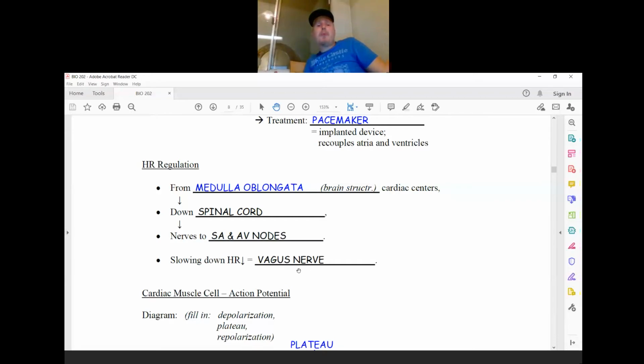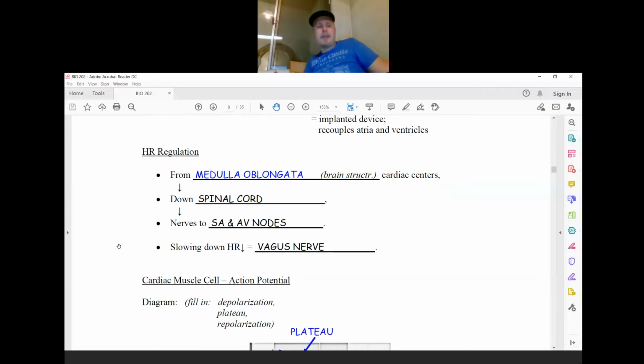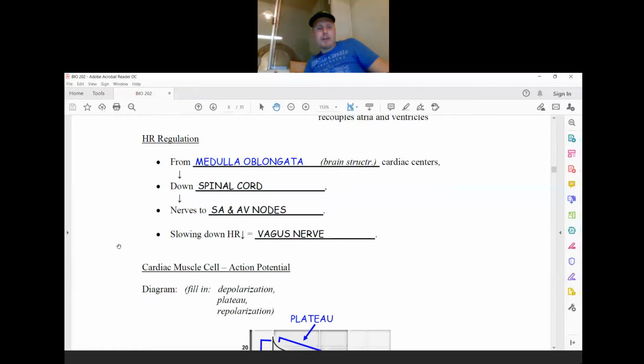Well, if you remember from our nervous system, you had a cranial nerve number 10, our vagus nerve. That was the nerve that we often called the wandering nerve. Its function is to slow down heart rate. So sometimes the vagus nerve might contribute if we want to slow down the heart rate. So that might play a role in the nervous system regulation of the heart rate.